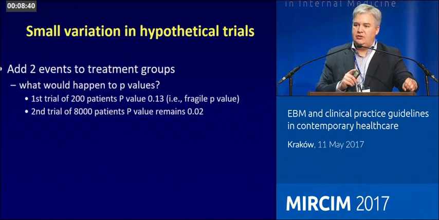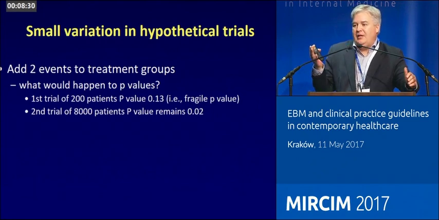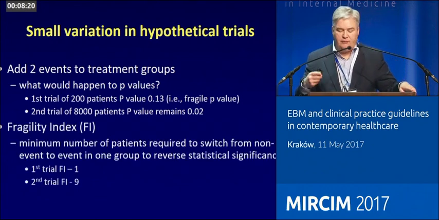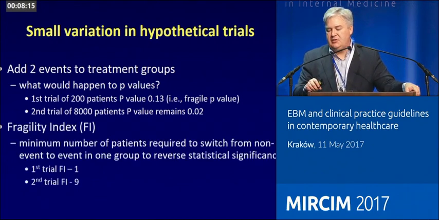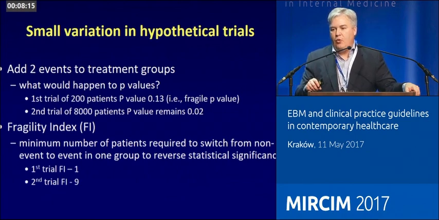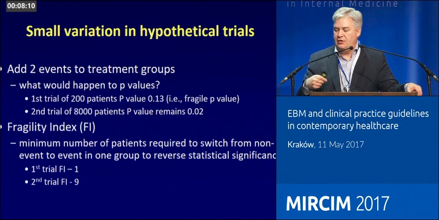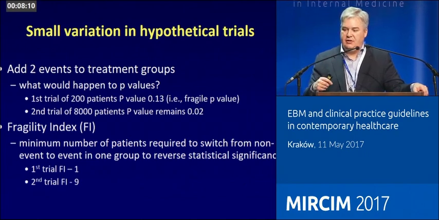So small variations in results for the first trial can have a big effect on the actual p-value, because if I showed you the first result with a p-value of 0.13, no one would be likely thinking, hey, there's a treatment effect here, yet a small change in the number of events had a real impact on what happened to that p-value. From this, we can think about conceptually a fragility index. And a fragility index is the minimum number of patients required to switch from a non-event to an event in one of the groups to reverse statistical significance.